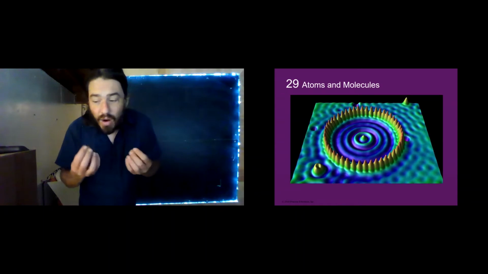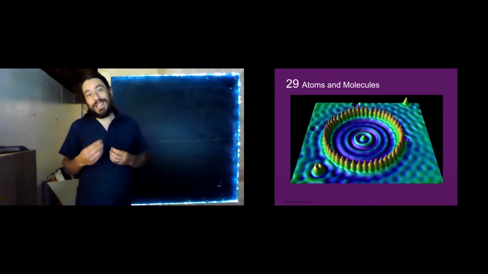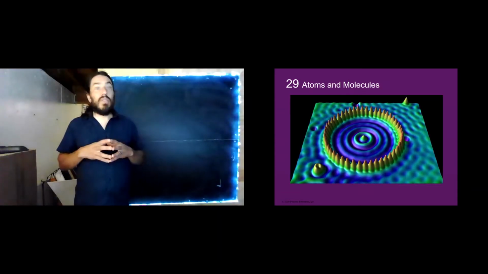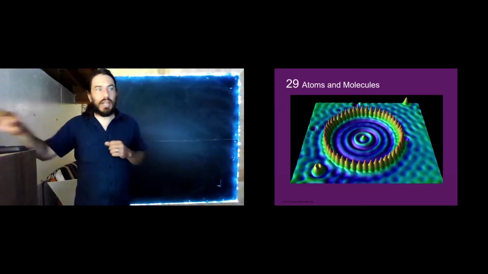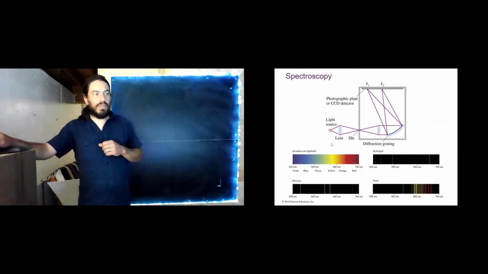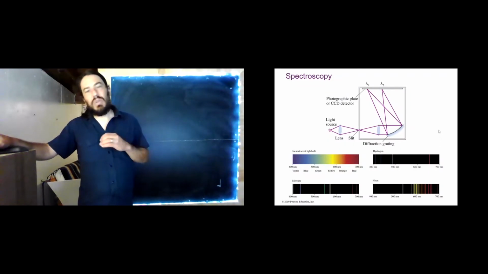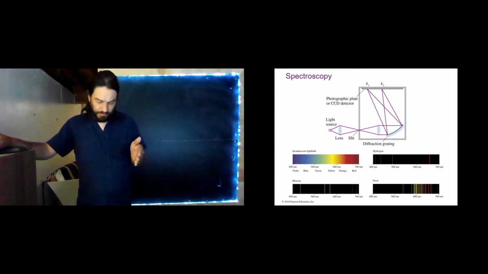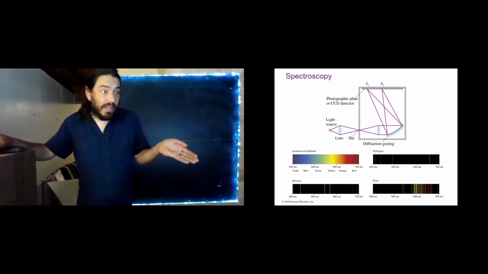Well, one of the most powerful tools for investigating not only the structure of an atom, but also the makeup of some object is spectroscopy. Spectroscopy is a technique that was invented in the 1800s, and this allows us not only to probe the structure of the atom, but also to figure out what, say, a distant star is made out of.